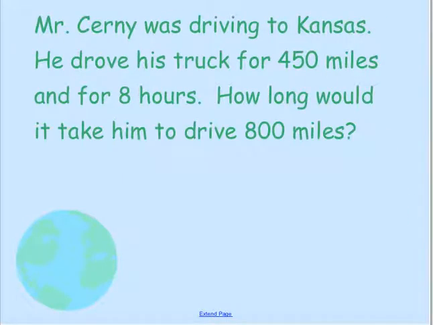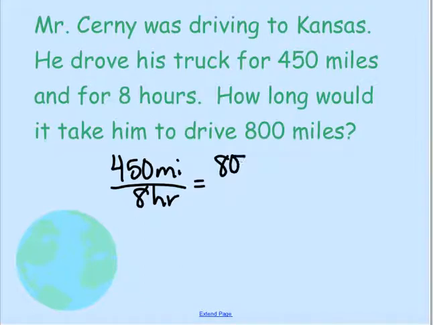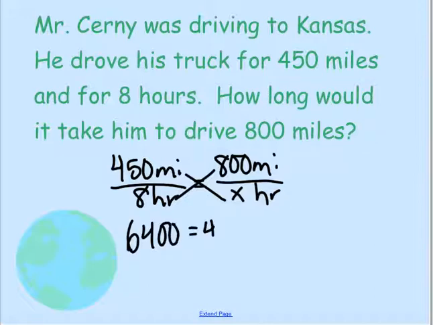So if Mr. Cerny was driving to Kansas, he drove his truck for 450 miles for 8 hours. So I'm going to put down my rate, 450 miles in 8 hours. And I want to know how long it took him to drive 800 miles. So let's set up a proportion and say this needs to stay the same rate. So I should have 800 miles for a certain amount of hours, x hours. And I could cross multiply and figure this out. 6,400 equals 450x. We divide by 450 and I believe x comes out to be 14.2 repeating hours.